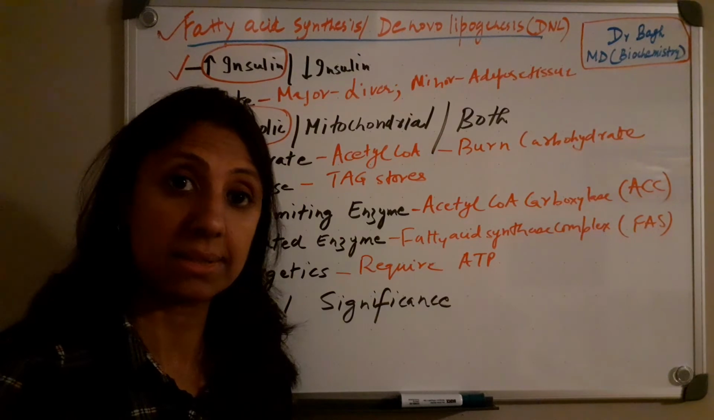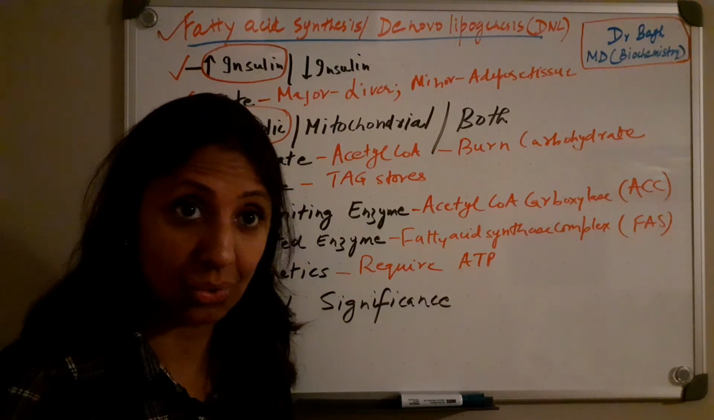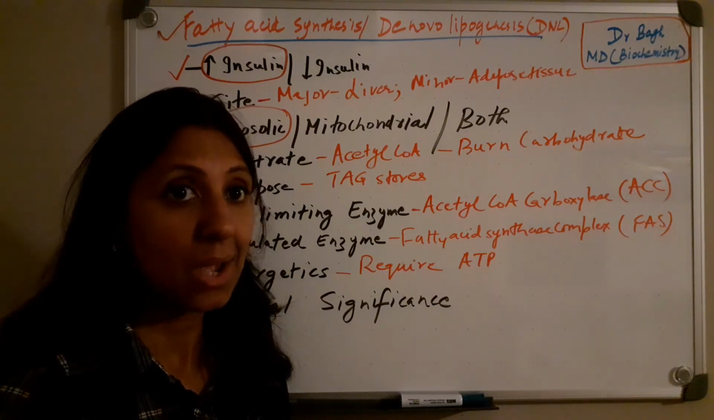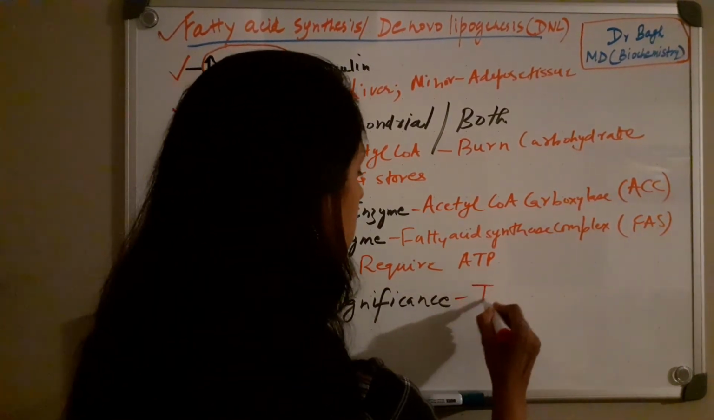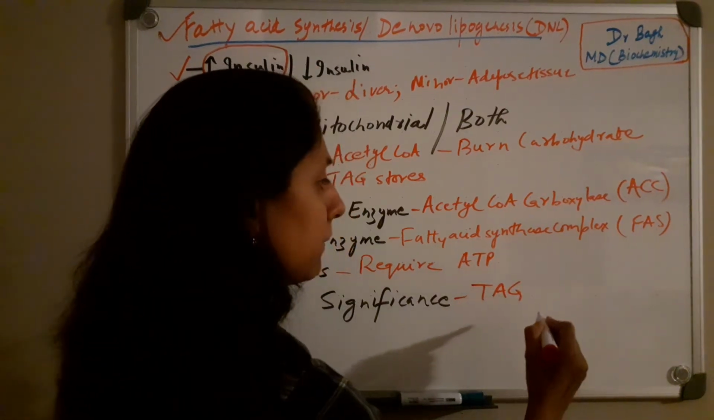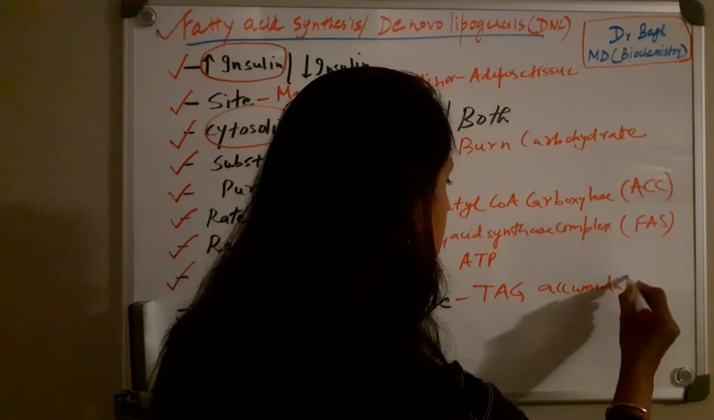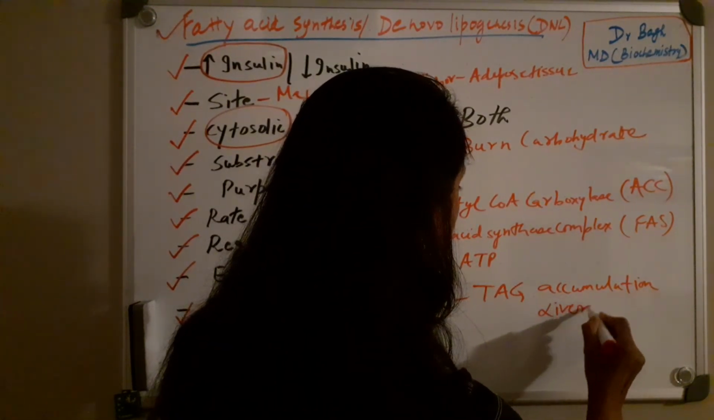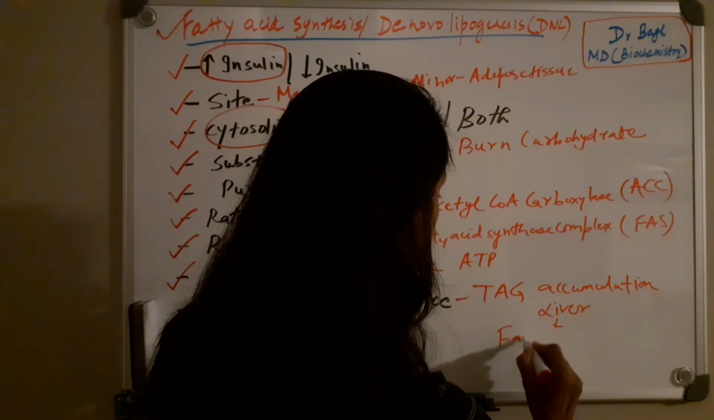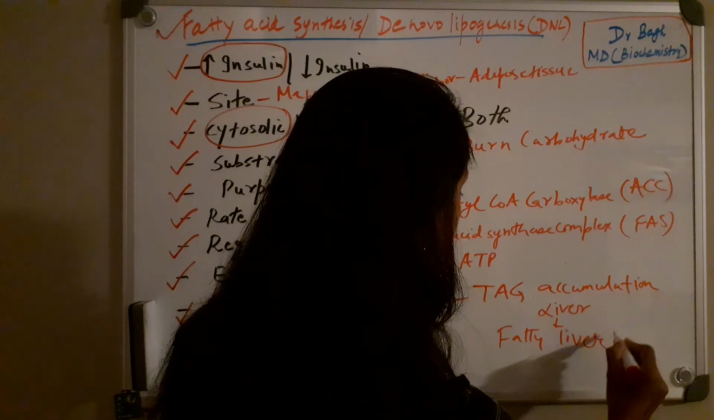Clinical significance, if any. Yes, because fatty acid goes into TAG stores. Later on, we will see the clinical significance of TAG accumulation in your liver. Is there any clinical significance? Yes, TAG accumulation in the liver leads to fatty liver. So we'll talk about those concepts of clinical significance with this pathway.